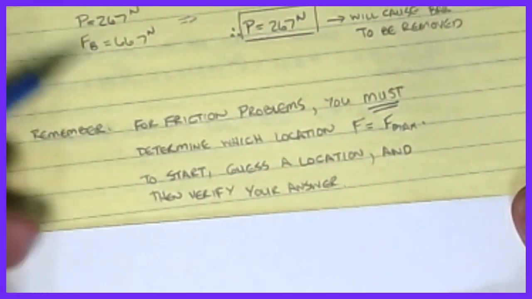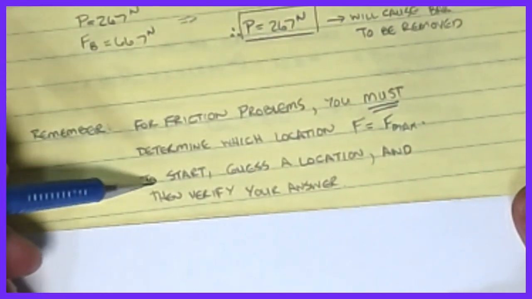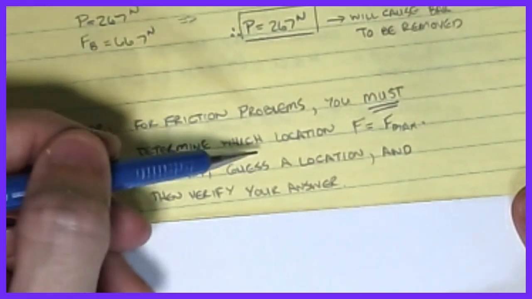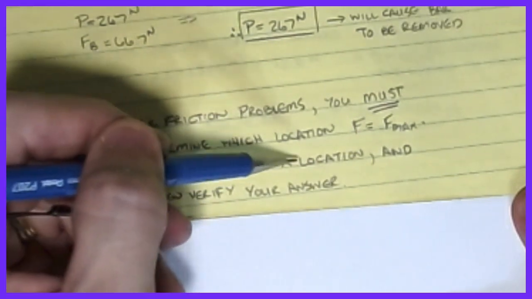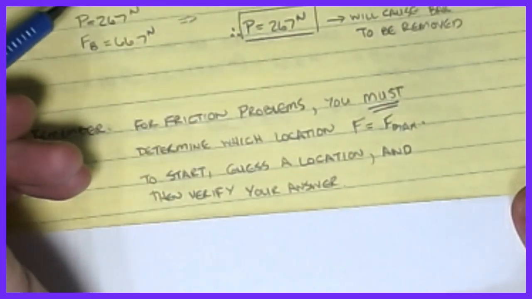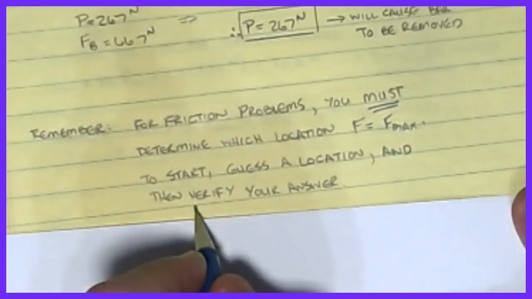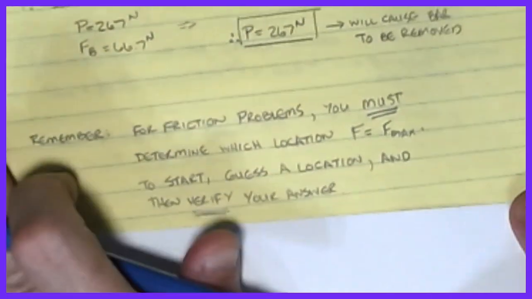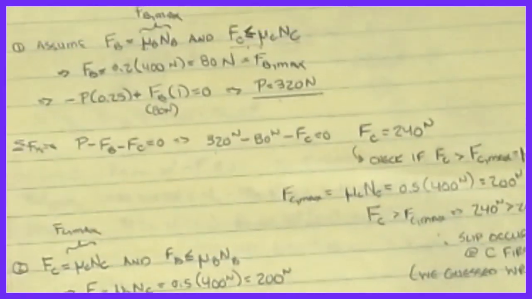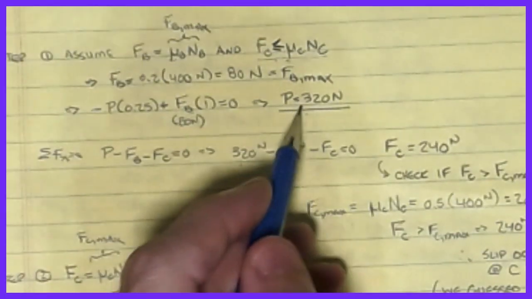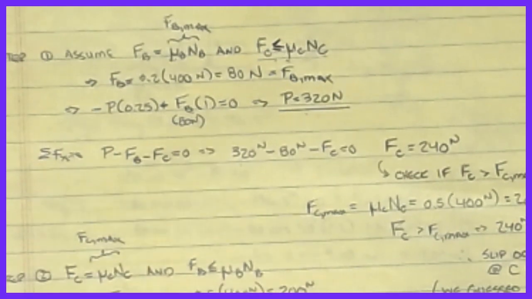Okay, and whenever you have these scenarios with multiple cases at work, to start with, all you do is you guess one of the locations is going to fail first, like we did here. Okay, and then basically go back through the process and verify your answer. This is the important part, right? Because if I would have just done that first calculation like we did here with the 320, I would have well overestimated the actual load that it would take to pull that block out.